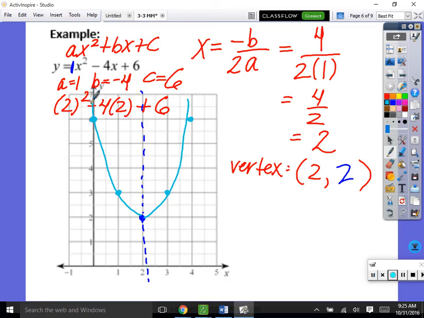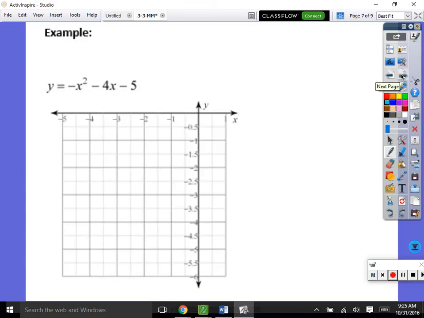Everybody feeling pretty good about that? Let's just go to this last example, then I'll let you just work because it's a little different for a reason. So skip down, skip the next example. We're on our last example there.